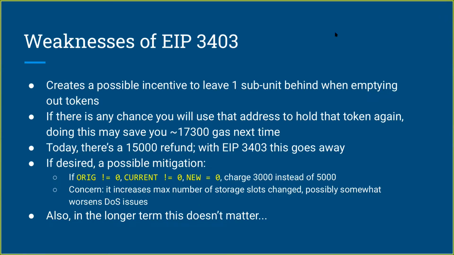Oh, sorry. A subunit is the equivalent of a wei, but for an ERC-20 token. So if you have 42 wrapped Doge, then your balance is saved as 42,000,000, and then there might be 18 zeros or 16 zeros. I don't even know how many zeros they use. So if you want to exploit existing ERC-20 contracts, you would leave the tiniest amount, one subunit, behind, and then if you ever want to receive more coins in that same account, you would have to pay less gas.